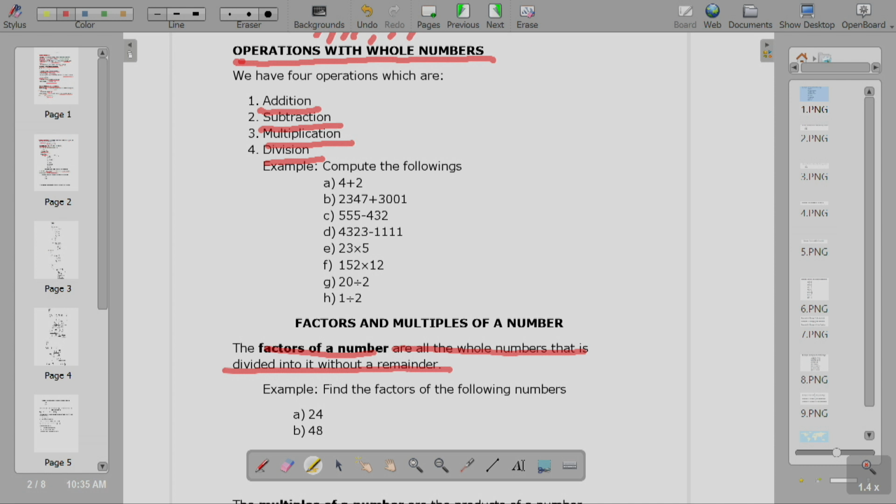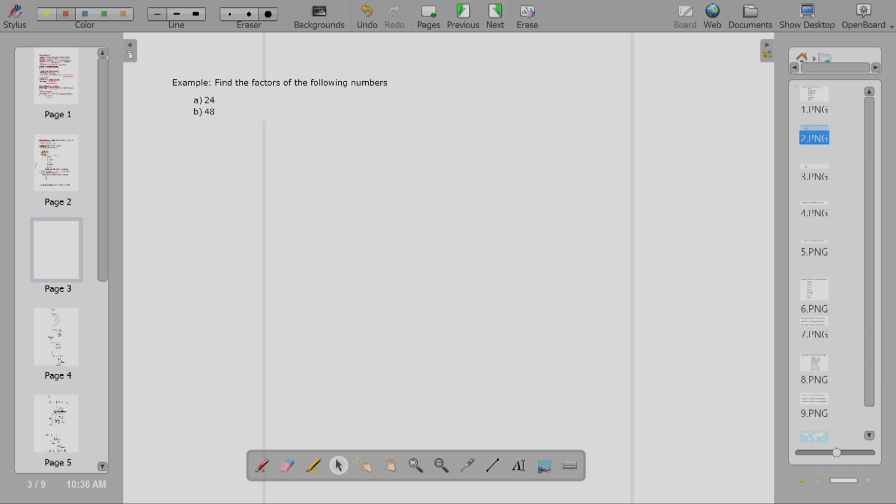Example. Let's do an example concerning factors of a number. We are required to find the factors of the following numbers: 24 in Roman A and 48 in Roman B. So let's start with Roman A, where we are required to find the factors of number 24.